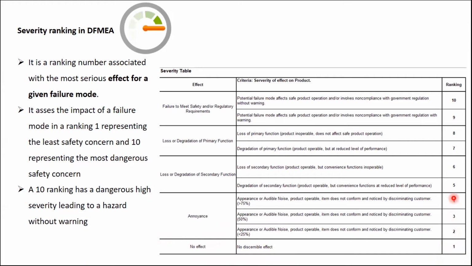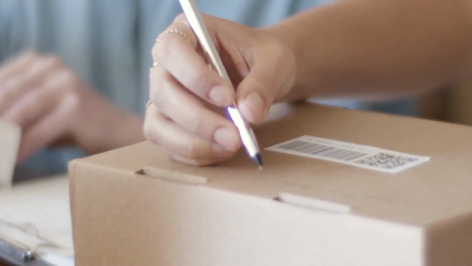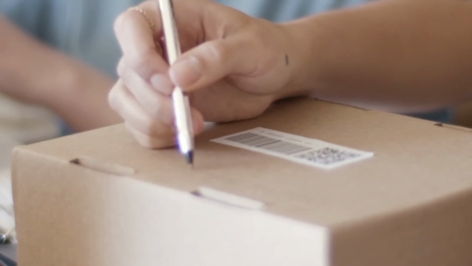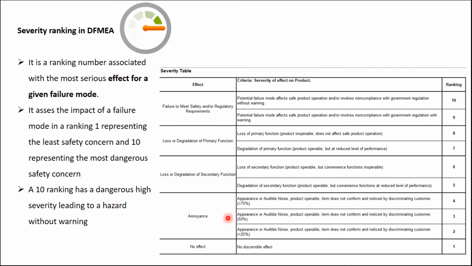The second, third, and fourth rankings are categorized as annoyance. That means it is basically about appearance, where the product is operable. The product is functionally working and it does not give much concern to the end user. It can be anything like peeling of a label or fading of the label content, where the functionality is not much affected. The customer's end-use application is also not much affected. So those are categorized into annoyance levels 2, 3, and 4.